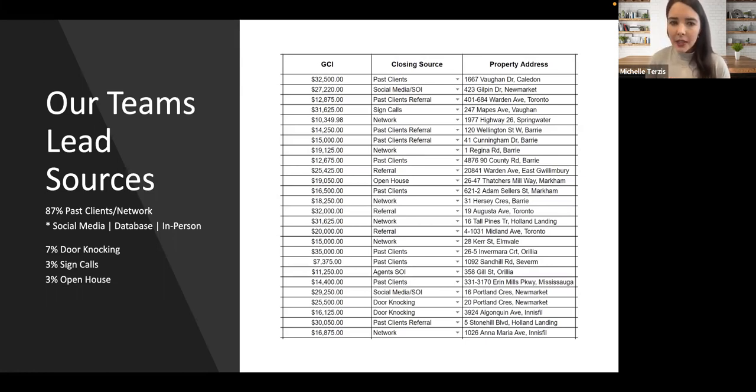7% came from door knocking, 3% came from sign calls, another 3% came from open houses. Something I want to stress when looking at these stats is the door knocking and the open houses were transactions that came from 3 years ago. So I did the open houses 3 years ago. I did the door knocking 4 years ago.